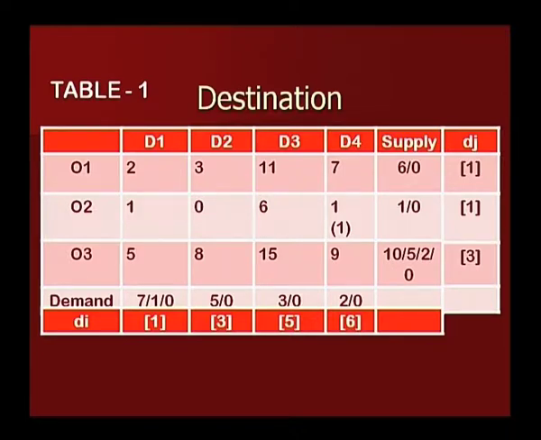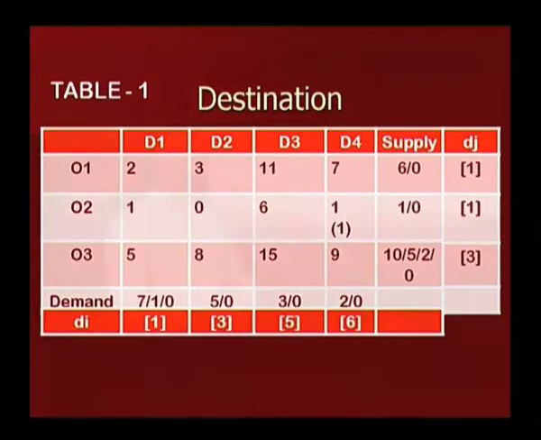Here we have calculated in the last column the difference of the lowest and next to the lowest value of the cost. In the first origin it is 1, in the second origin it is 1, in the third origin it is 3. Similarly, the difference of the lowest and next to the lowest column-wise, we have calculated. In the last row it is represented as 1 in D1, 3 in D2, 5 in D3, 6 in D4.